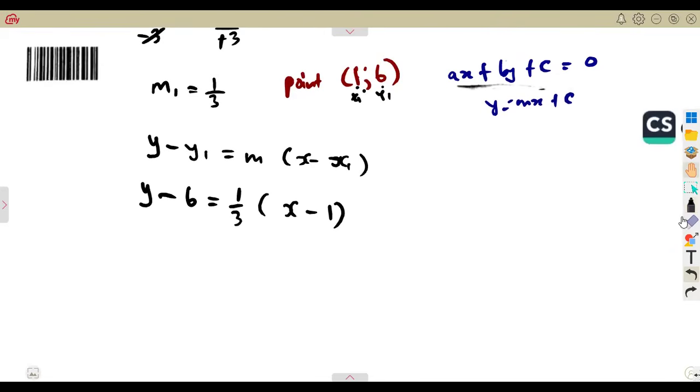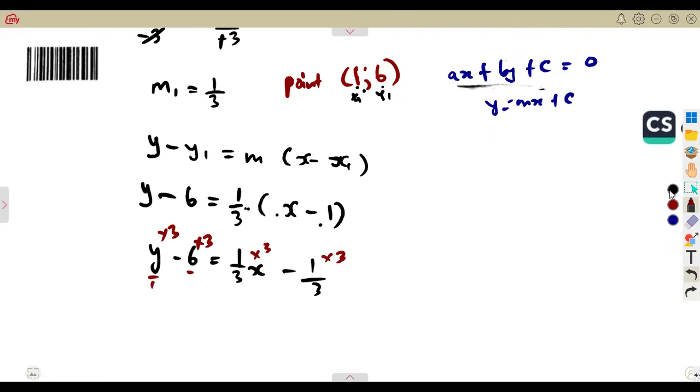All right, expand the brackets and so on. y minus 6 is equal to 1 over 3 times x, that's 1 over 3 times minus 1, minus 1 over 3. You can even clear the fractions. Just multiply by 3 here, by 3 here, by 3 here, by 3 here. So that means we've got 3y minus 18 is equal to x minus 1.